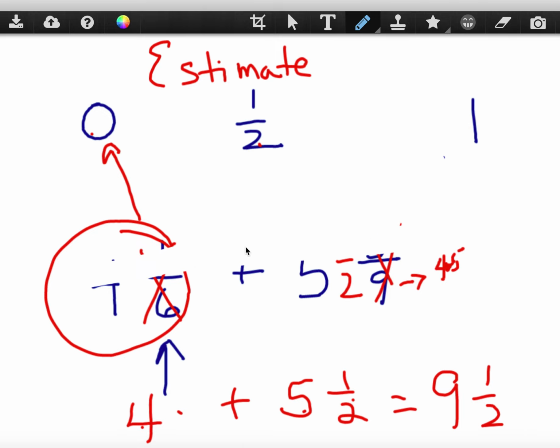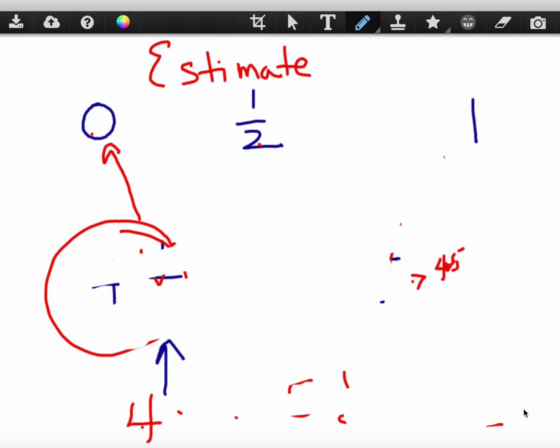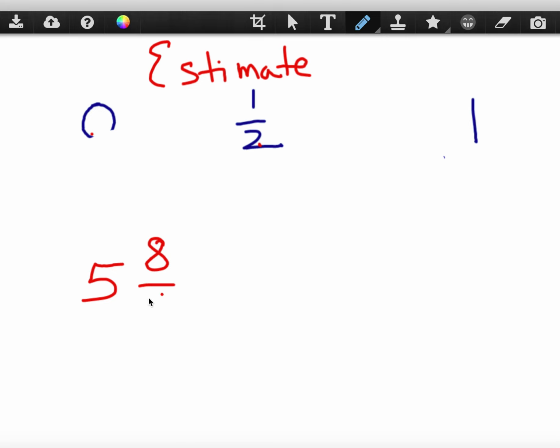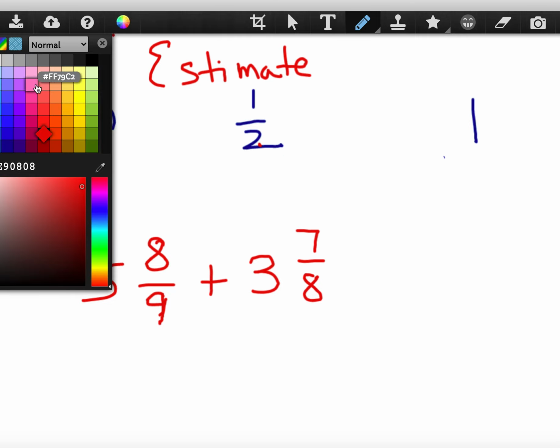All right, let's take another example. You can pause the recording once I write it down and then think about it and try it and then check the answer, okay? So let's go with 5 and 8 over 9 plus 3 and 7 over 8. You can pause the recording and see what you think you would change 8 over 9 to, either 0, a half, or 1. And what would you change 7 over 8 to? 0, a half, or 1. Go ahead and pause it and then turn it back on, and I'm going to work it out for you.